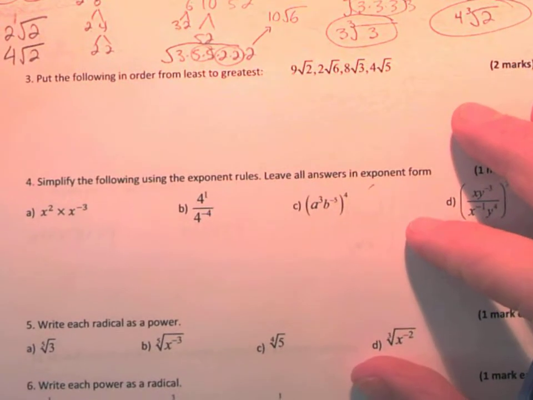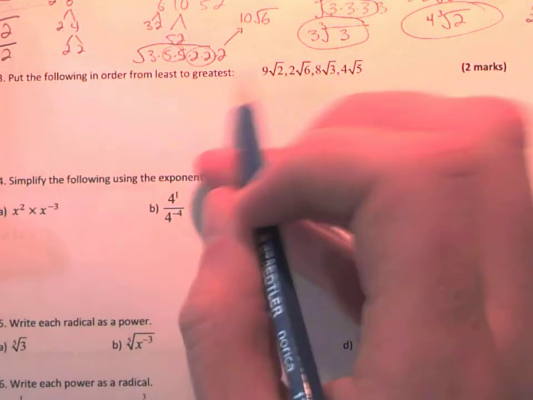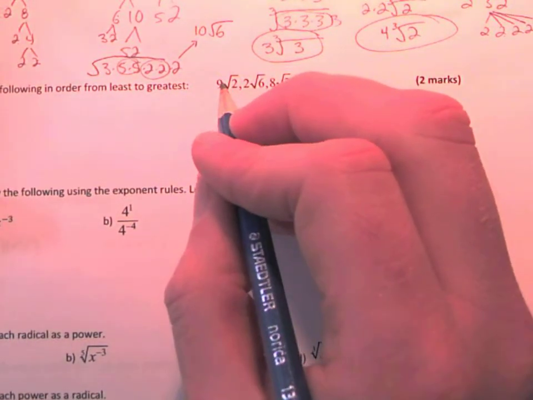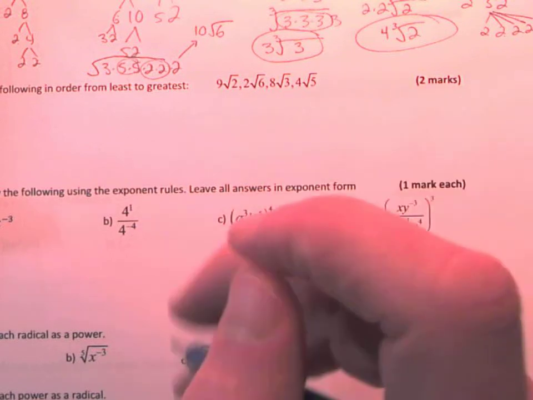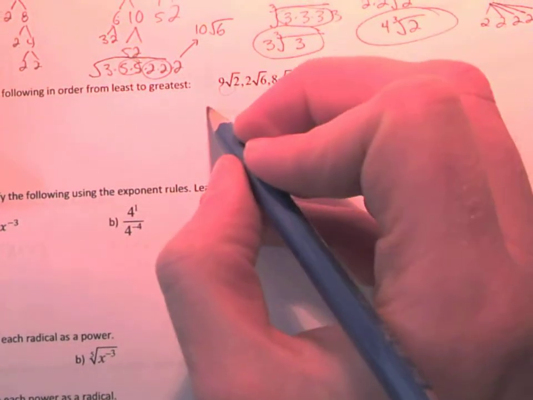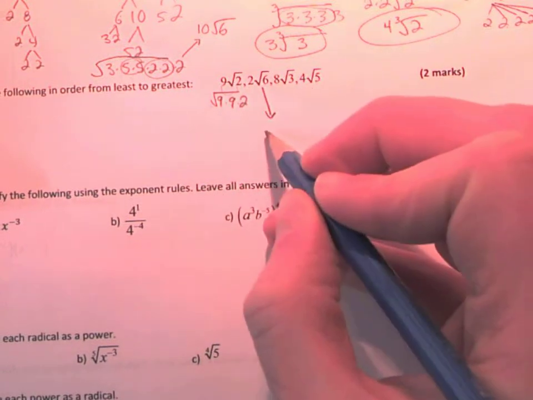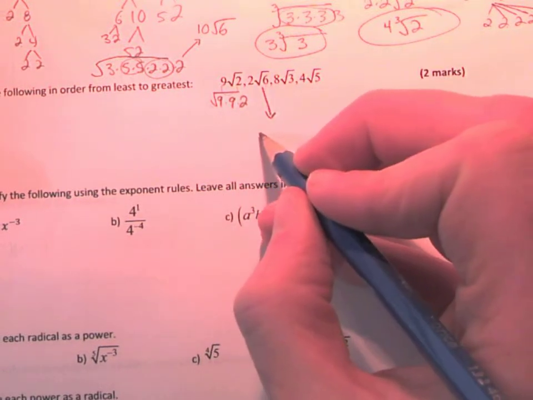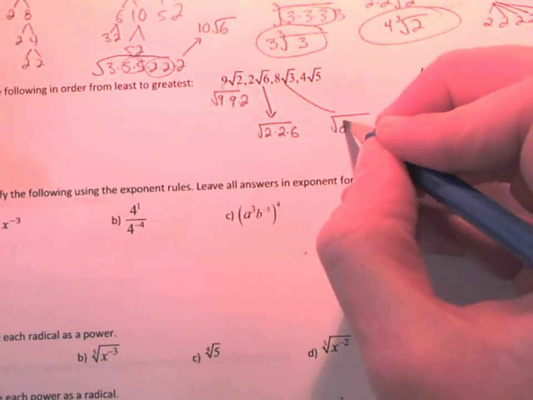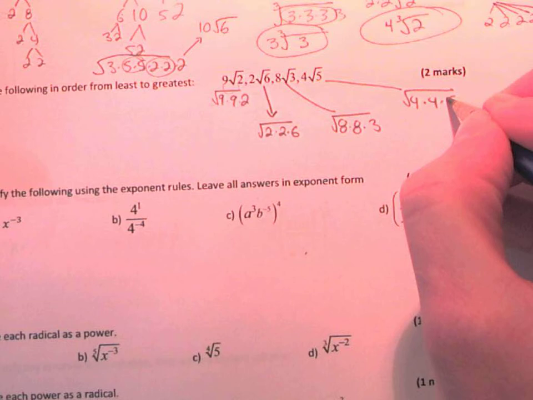Alright, now let's move on to section 3. Put the following in order from least to greatest. I know a few people just use their calculator for this part, but there's a way to do it without your calculator. And that's making them all, not mixed radicals, but all underneath the radical symbol. So I can bring the 9 back in by going square root of 9 times 9 times 2. This one I can bring the 2 in by changing it to 2 of them. Square root of 2 times 2 times 6. This one, same thing, 8 times 8 times 3. And this one, square root of 4 times 4 times 5.